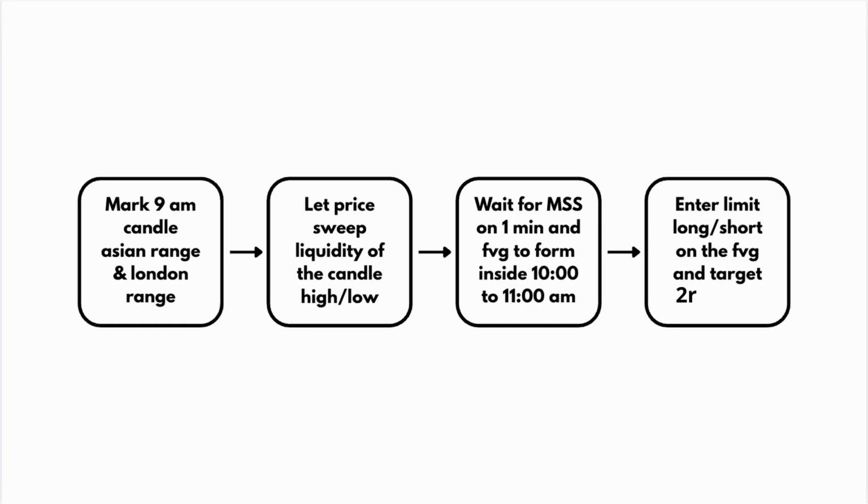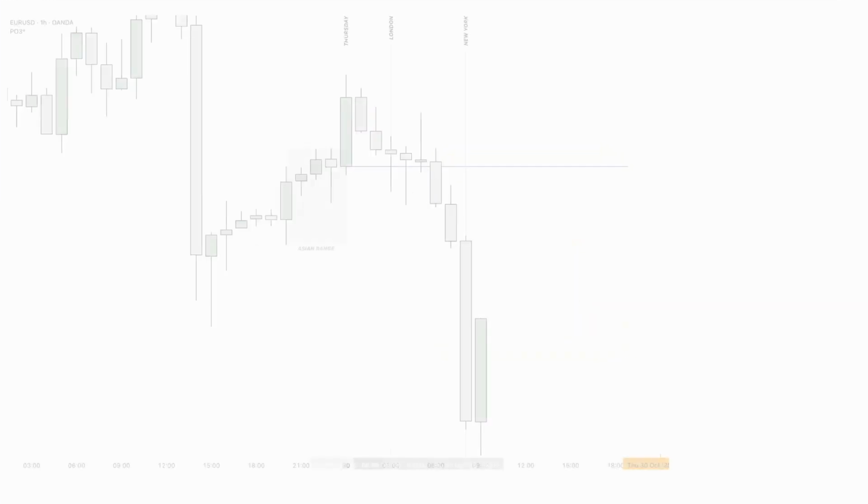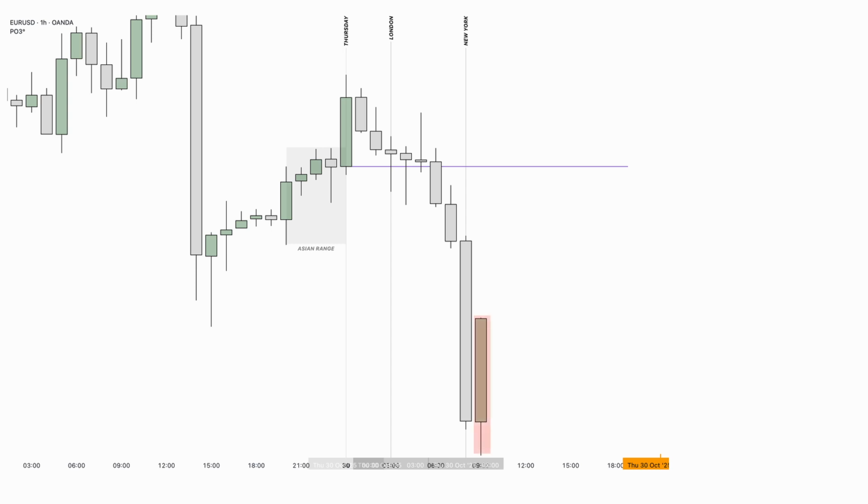For our silver bullet, we'll be focusing on the AM session, specifically from 10 a.m. to 11 EST. That's the window where this setup is designed to work best. Next, we're going to start marking our key reference points. First, mark out the 9 a.m. candle. Then identify the Asian range, that's from 8 p.m. to 12 a.m. Eastern Standard Time, and the London range, which runs from 3 a.m. to 5 a.m. Eastern Standard Time.